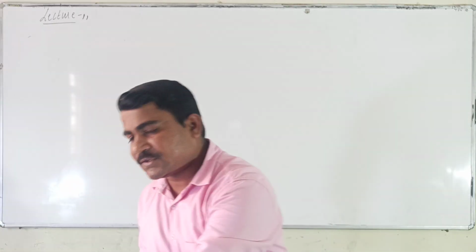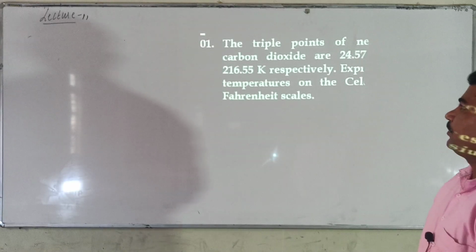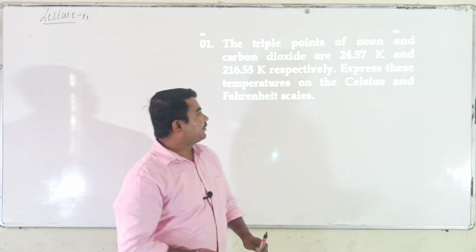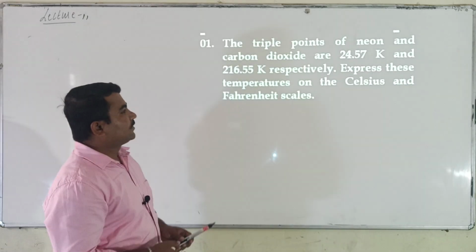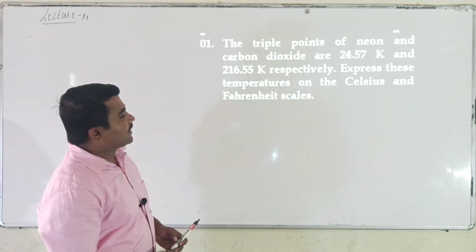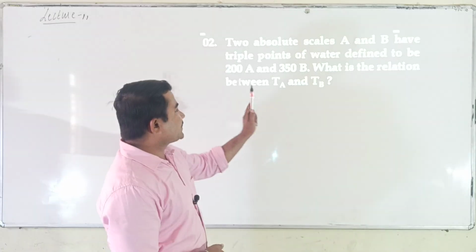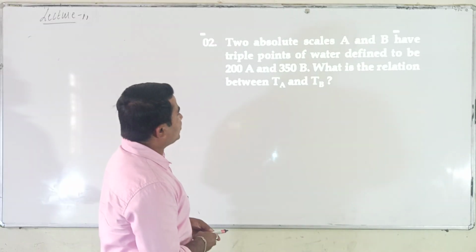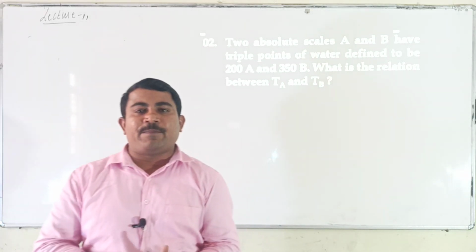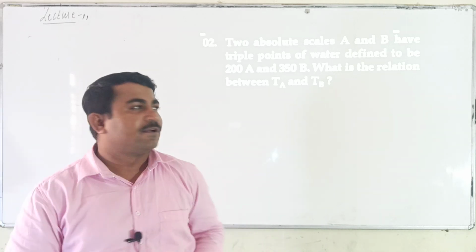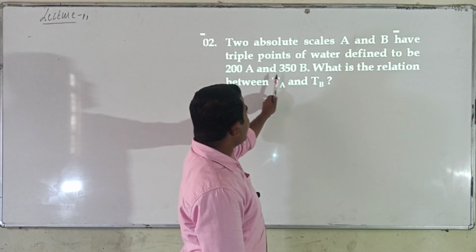Right, students, shall we move to the second numerical of the NCERT? The first numerical was the triple point of neon and carbon dioxide. Shall I go for numerical number 2? Two absolute scales A and B have the triple point of water defined to be 200A and 350B.